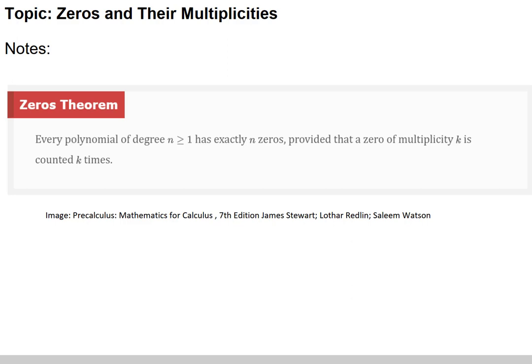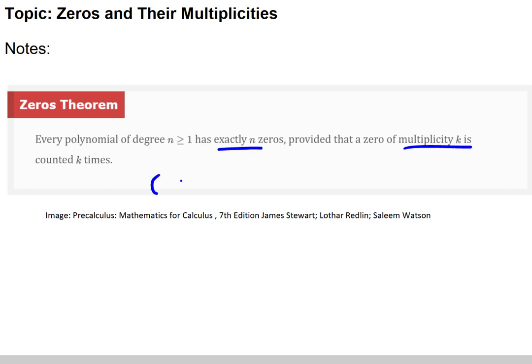This video is about zeros and their multiplicities in the context of polynomial functions. We're going to start our notes with the zeros theorem, which states this: every polynomial of degree n greater than or equal to 1 has exactly n zeros, provided that a zero of multiplicity k is counted k times.